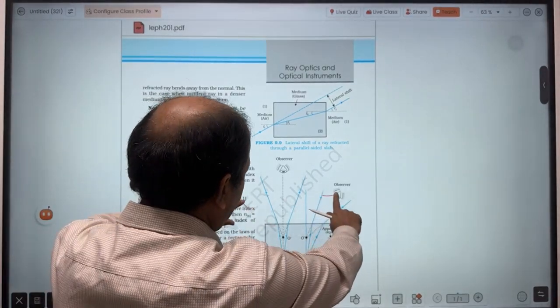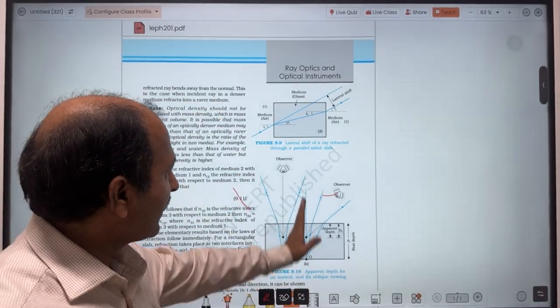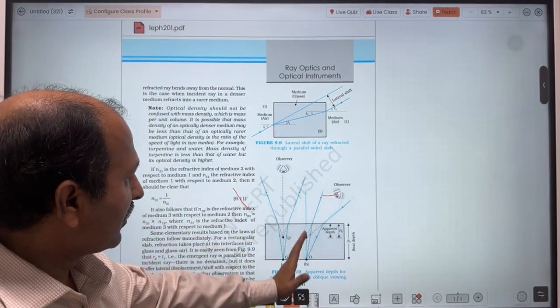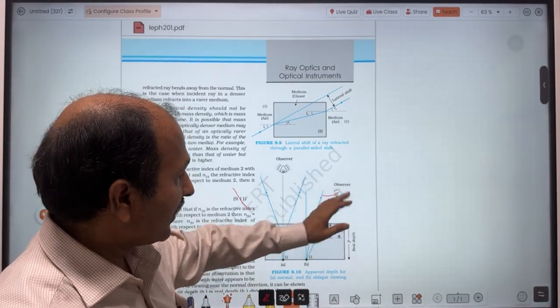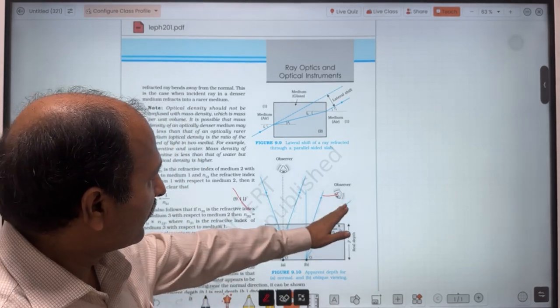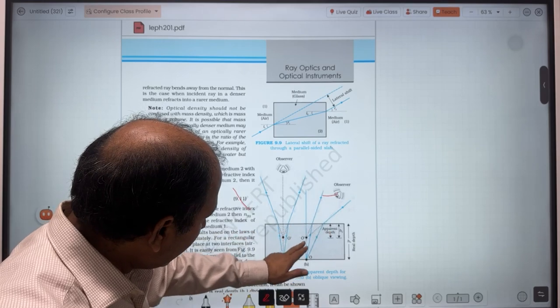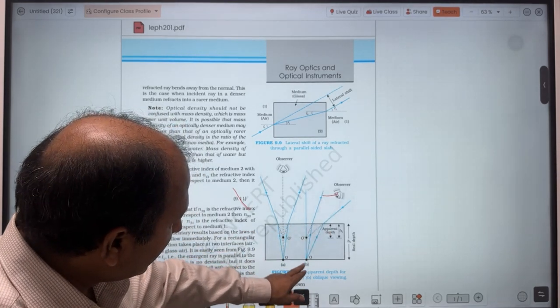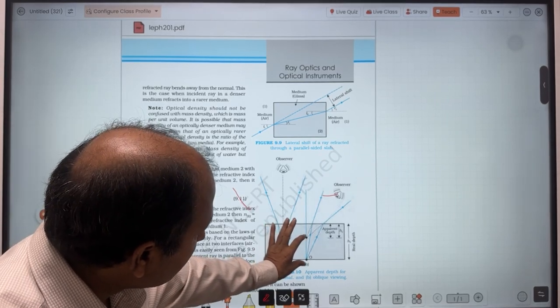The object is lying over here. I think it is clear. The object is lying over here, and this is one ray which is going directly perpendicular. This is another ray which is deviating here because this medium is rarer. Another ray is going like this. So it seems that these rays are meeting at this point. So instead of appearing at this point, the object is appearing at this point.